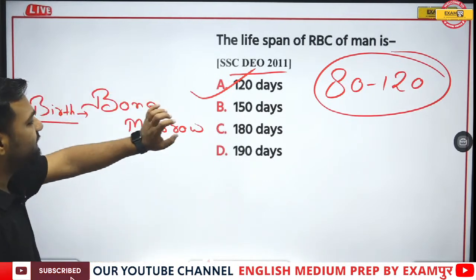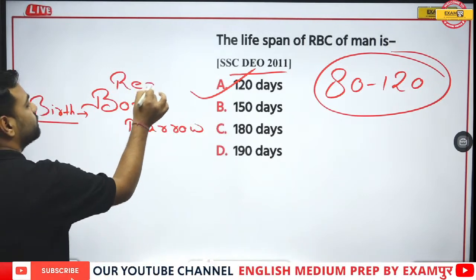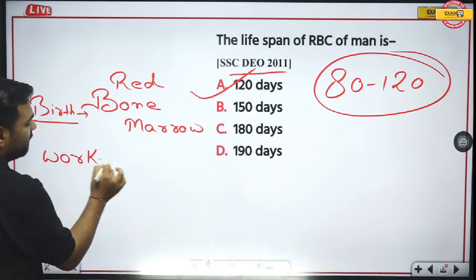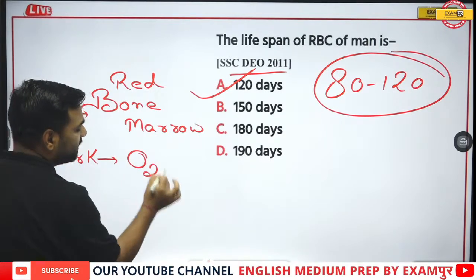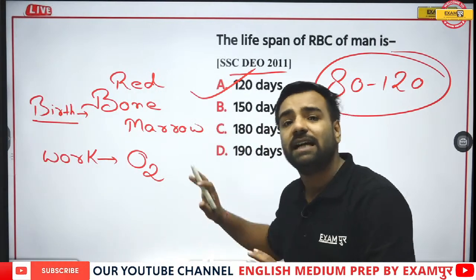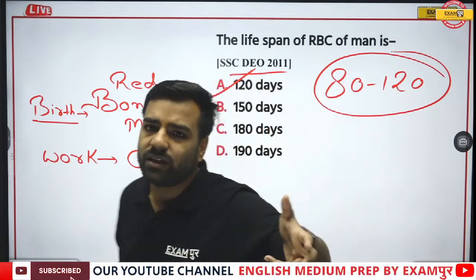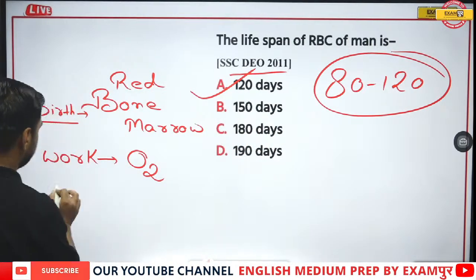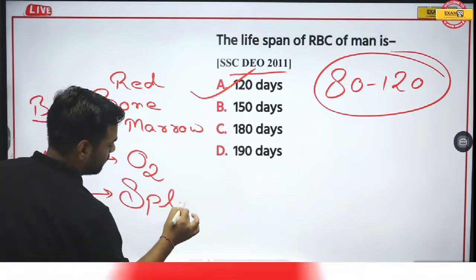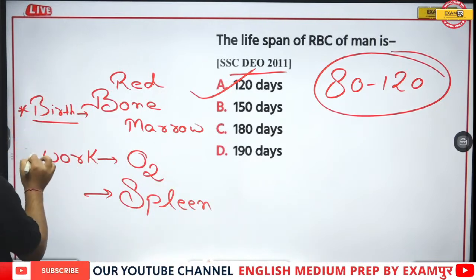Its birth is from bone marrow, that is your red bone marrow. If I talk about its work, what will it do? It will be helping in the transportation of the oxygen. This RBC actually helps in the transportation of the oxygen. Now, it must be dying somewhere. So if I talk about its death, it actually dies in the spleen. All these three things are important.